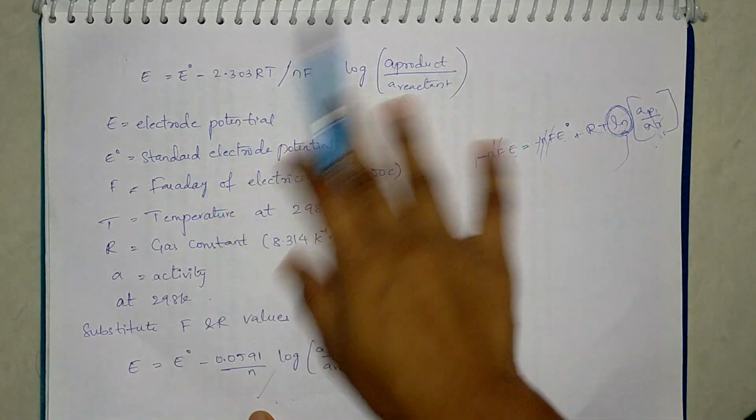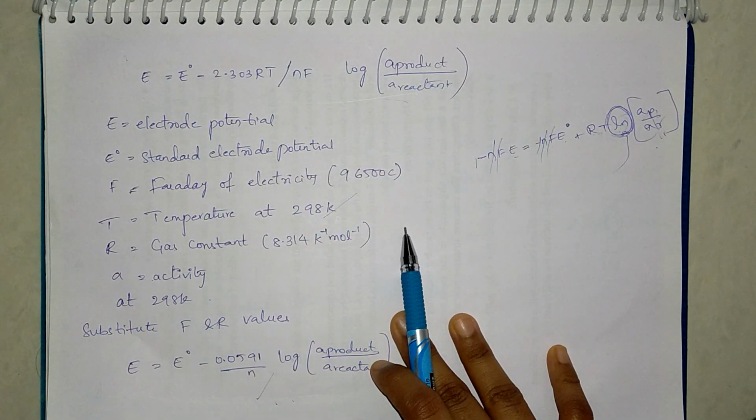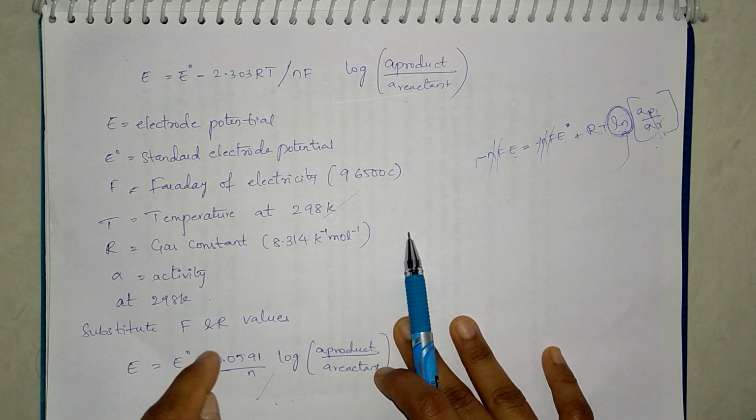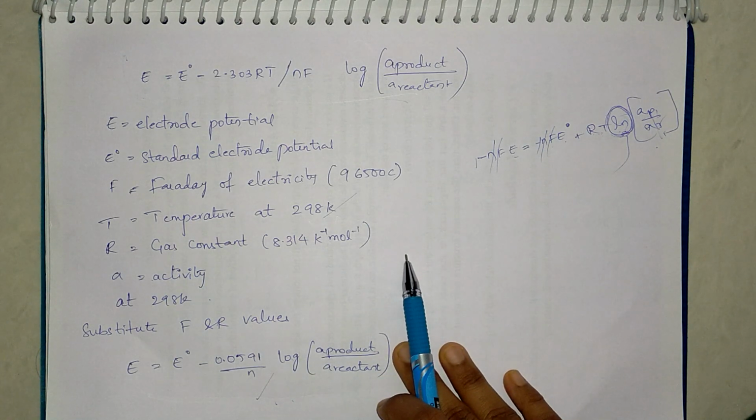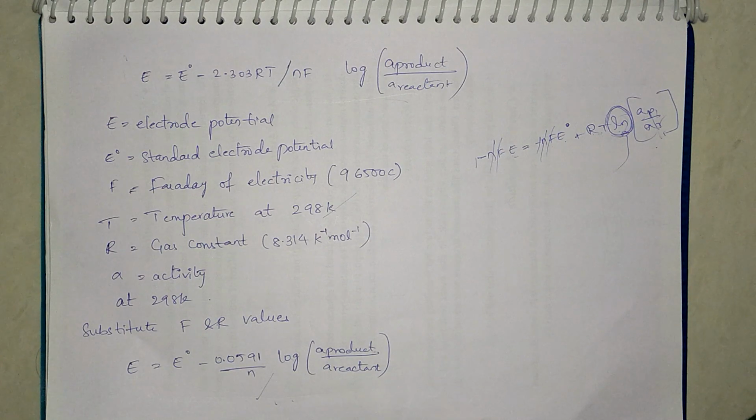Okay, this is about the Nernst equation. In short, the Nernst equation describes the effect of electrolyte concentration on the electrode potential. It helps us to calculate the electrode potential of a cell or a battery.